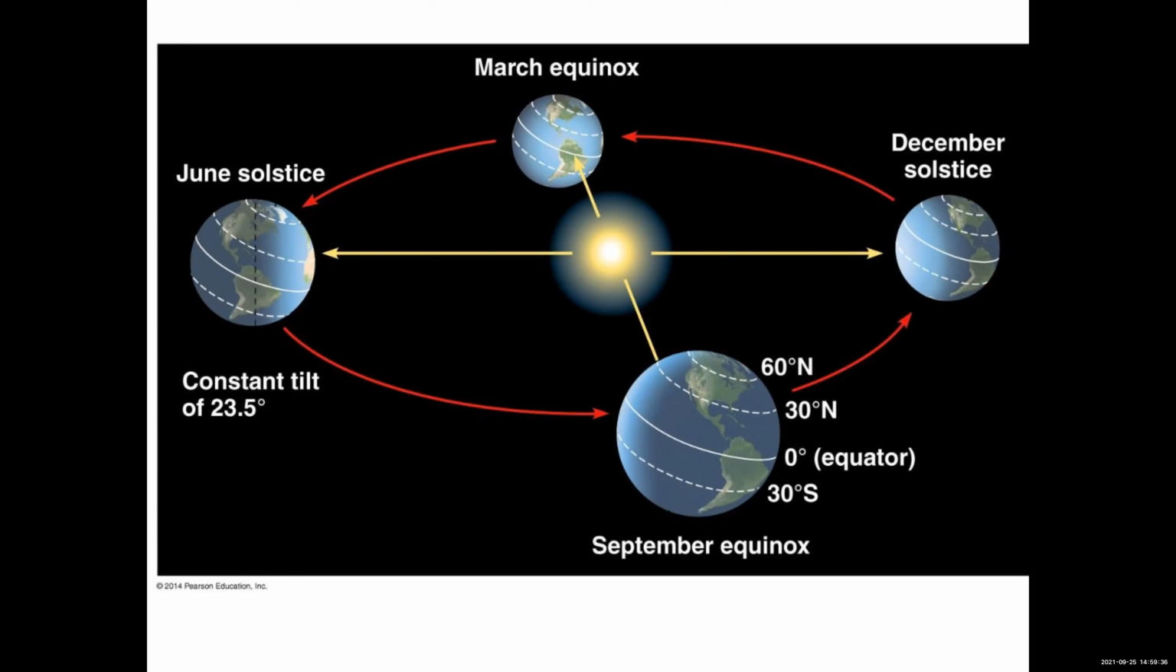So the orbit of the Earth around the sun, now the sun is not shown to scale on this diagram, but the Earth's orbit around the sun is in the shape of an ellipse. It's actually much closer to a circle than this picture represents, right? So ellipses have two different directions out from the middle. They've got the long axis and they've got the short axis.